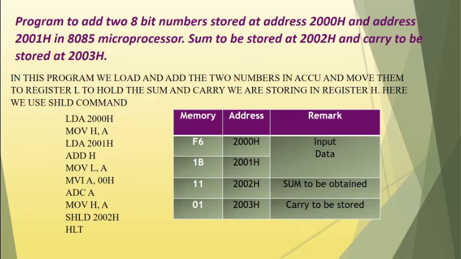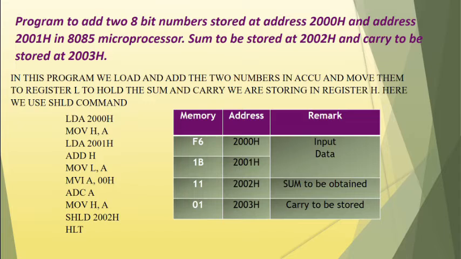We'll load the second contents of the memory location, that is the next memory location contents, into the accumulator, and we'll add them with the value of H. Whatever is the sum, we'll move it to register L. Now the carry, if it is generated, will be stored in the carry flag. So what we have to do is move the contents of the carry to some register, let us say H in this case.